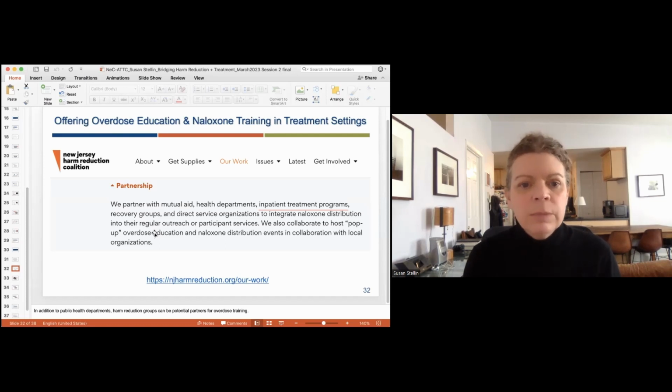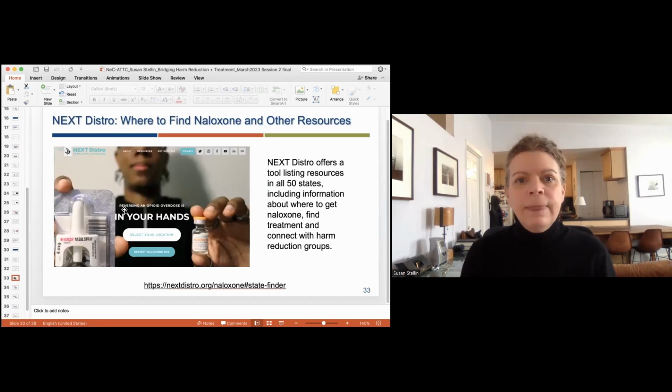So in addition to the work they do in harm reduction, they have these partnerships. And this was a site I had talked about, again, asking that question about where to find fentanyl test strips. I'm going to put a couple things in the chat.